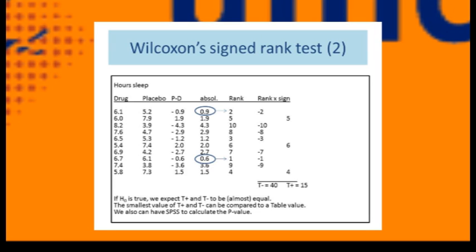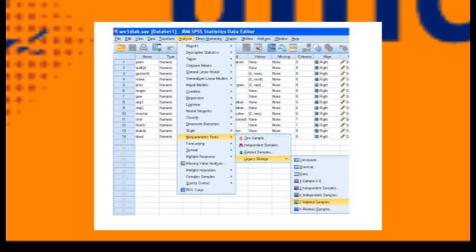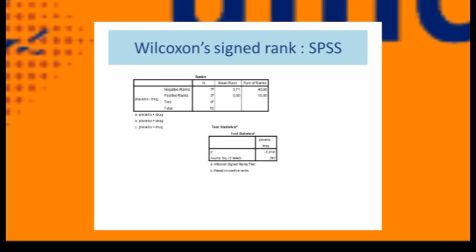Another possibility is to ask SPSS for it. In the menu of SPSS, choose Analyze, Non-Parametric Tests, Legacy Dialogues, 2 related samples. Fill in the 2 related variables and check OK. The default output will give an asymptotic p-value, an approximation to the exact p-value. If you prefer the exact p-value, you will have to check the exact button in the SPSS menu.